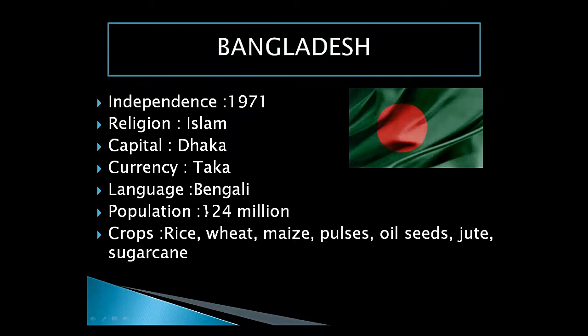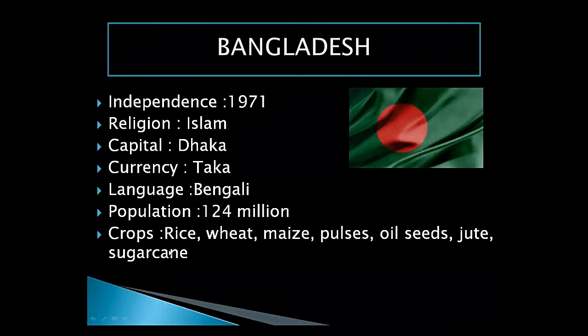Bangladesh is a democratic country. The population of Bangladesh is around 124 million. Famous crops of Bangladesh are rice, wheat, maize, pulses, oilseed, jute, and sugarcane. The majority of the people are Muslim, but a large number of Hindus live there. Other minorities include Christians and Buddhists.